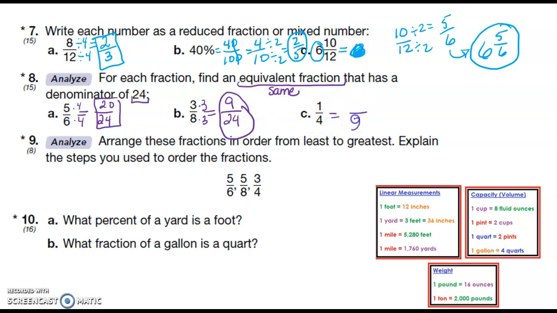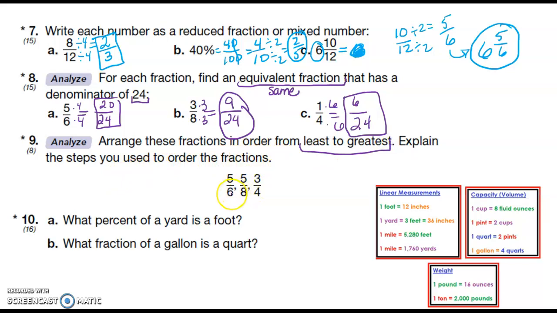And then here, 4 times what gives me 24? 4 times 6. Okay. Number 9. Arrange these fractions in order from least to greatest. Explain the steps you use to order the fractions.